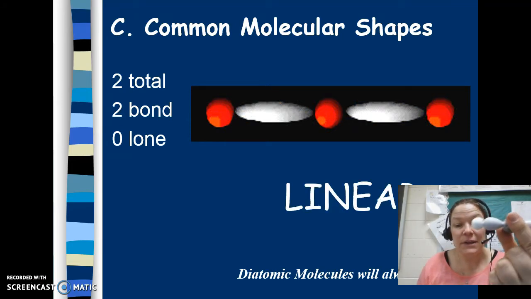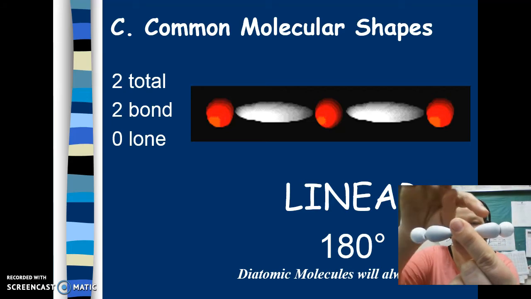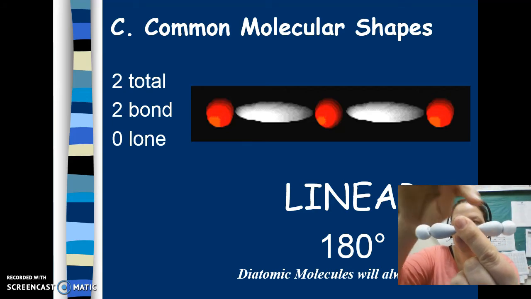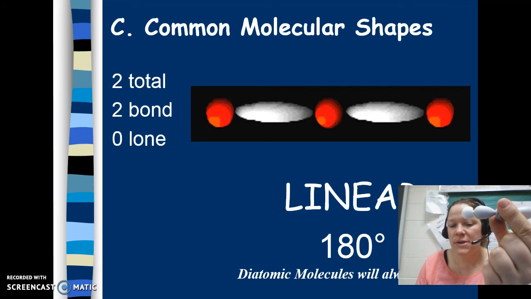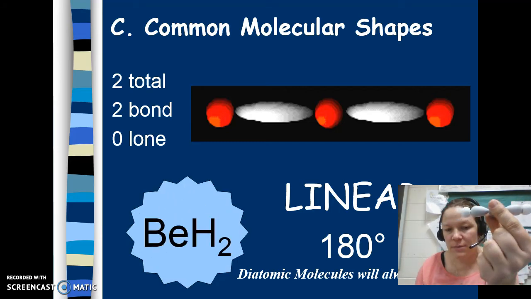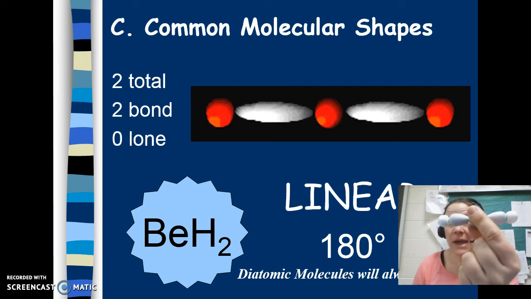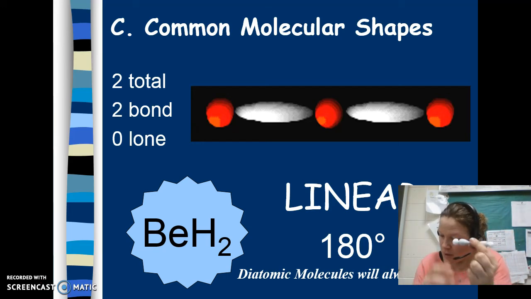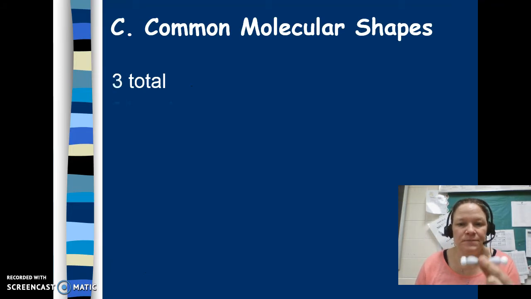And this is going to be linear with a bond angle of 180 degrees. So if we had our little protractor, here would be our bond angle of 180 degrees. And all diatomic molecules will always be linear. So any molecule that only has 2 atoms will always be linear. And this is an example right here of BeH2. Okay, so this central gray kind of metallic one is going to be a beryllium atom.